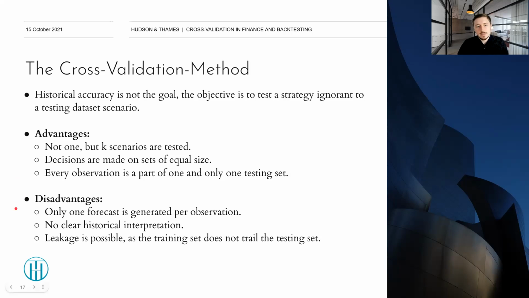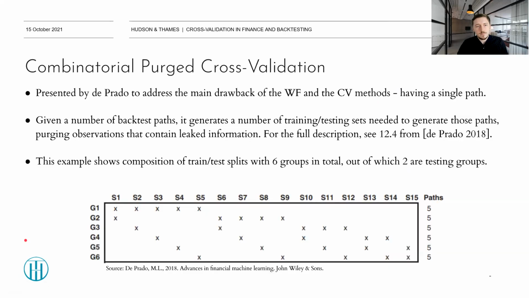It also has a set of disadvantages, though. Only one forecast is generated per observation. So even though we do have a forecast for each observation, it's only one forecast. And in reality, we can have multiple forecasts for each data point in our data set. The second one is that it doesn't have a clear historical interpretation, meaning that it can never actually happen historically that we're training a model on future data, and then testing it on past data. And lastly, leakage is possible, as the training set does not trail the testing set.